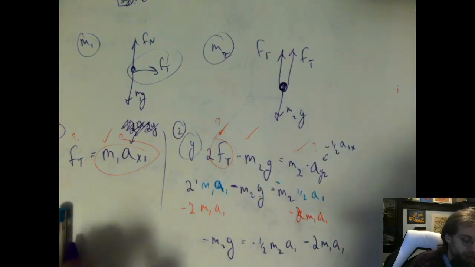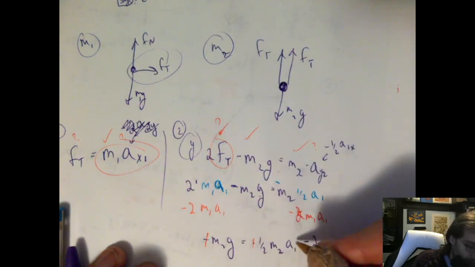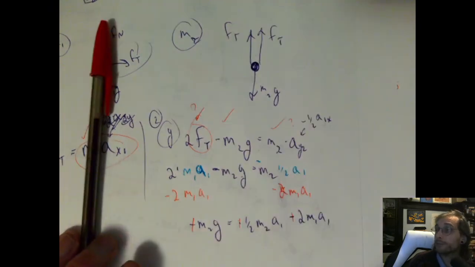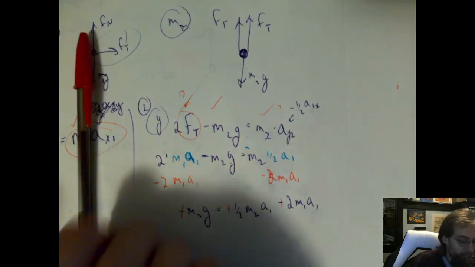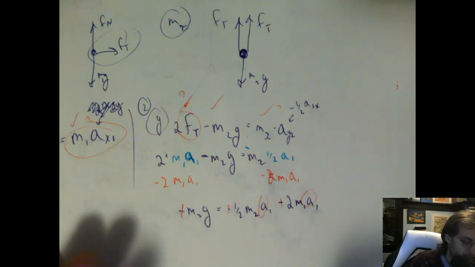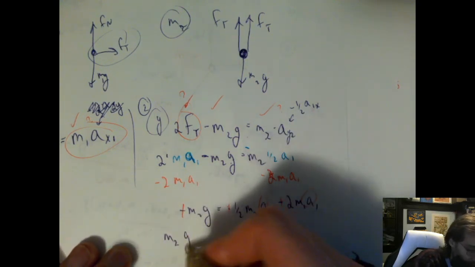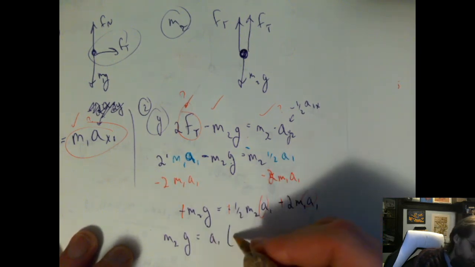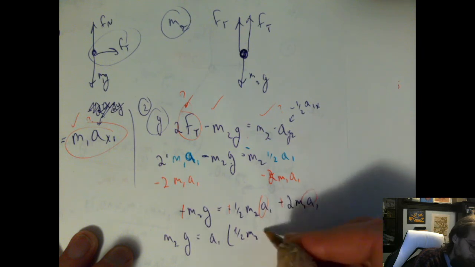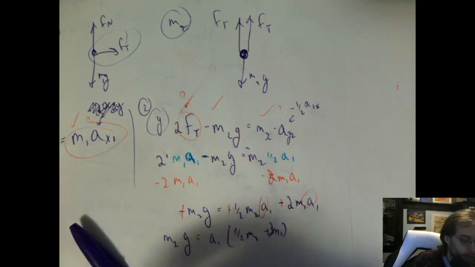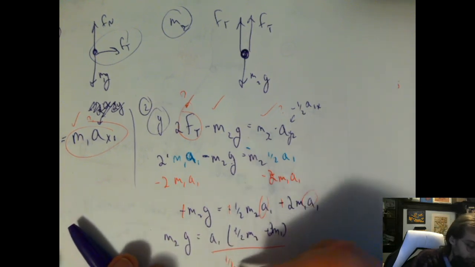Really quickly before I go any further, all of these are negative, so I'm just going to swap them all to being positive by multiplying each side by -1 or dividing it by -1, dealer's choice. And now we can factor out a1, and once we've done that, we'll wind up with m2g is equal to a1 times 1/2 m2 plus 2 times m1. So then we just have to divide each side by our common variable.